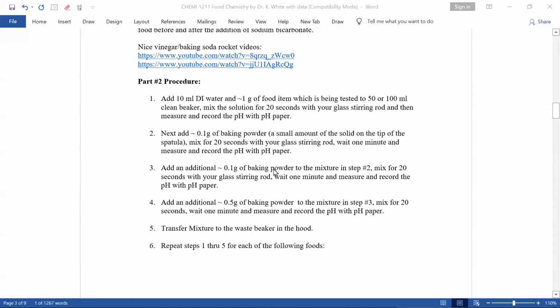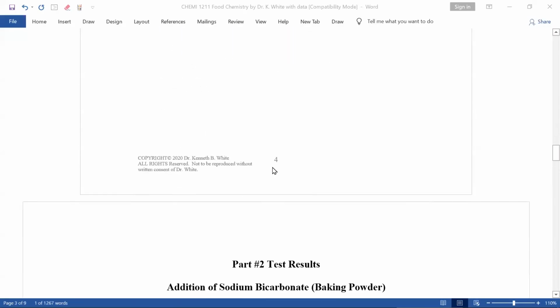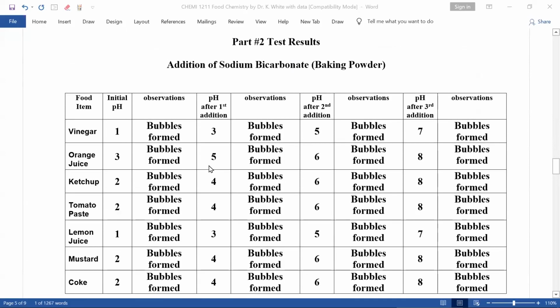Now in the lab, you'll record the results. And here, for vinegar, the initial pH was 1. Then after you add, you'll see, I should have, this should be clear. First column, I made a mistake. But anyways, after the first addition, you see bubbles and the pH is 3. After the second addition of the sodium bicarbonate baking powder, the pH is 5. And then after a lot more, it goes up to 7.